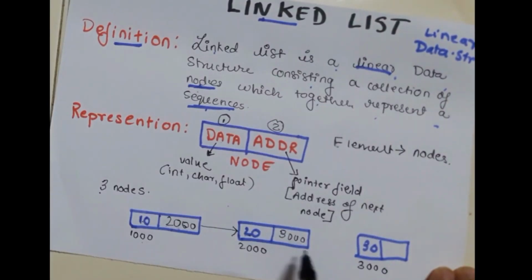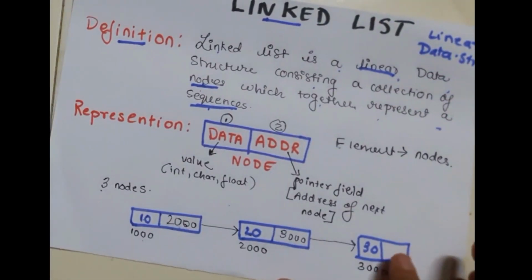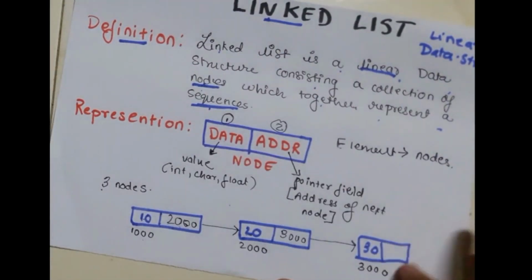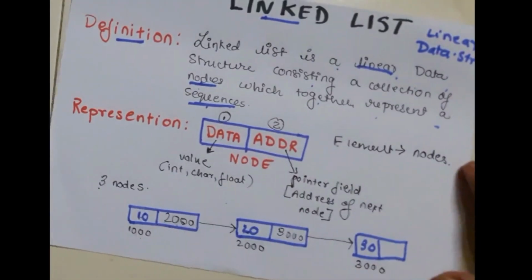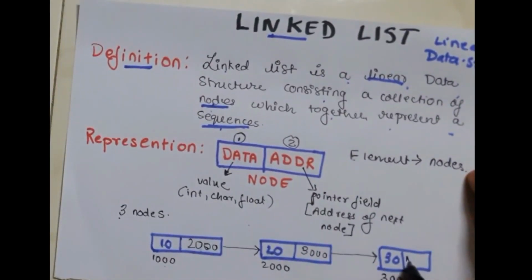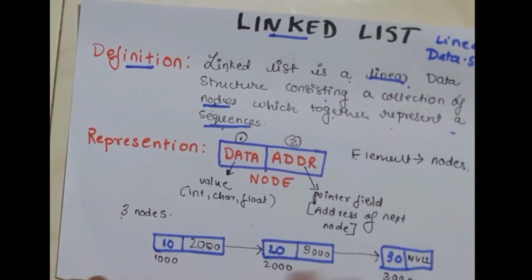And after reading this 3000, we will know the next node is 30, isn't it? Now, after 30, there are no nodes, isn't it? So the address field of the last node will be null. Okay, so we can write here null, isn't it? So this is how a linked list is formed. It is a sequence of nodes.